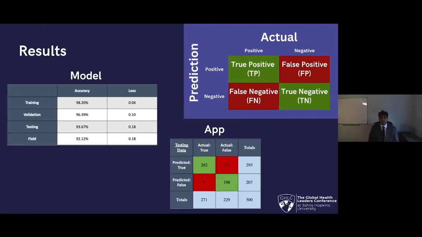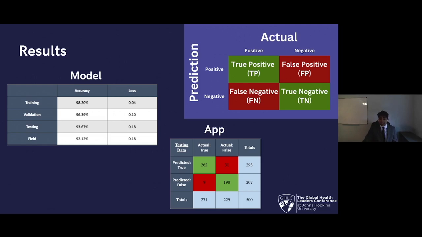So for the results of the model, we found that there was a 93.67% accuracy on the testing data, which the model had never seen, and a slightly lower but highly accurate 92.12% accuracy on the field data that wasn't from the data set, which is more like what you're going to be seeing when you're actually in the fields and identifying plant diseases.